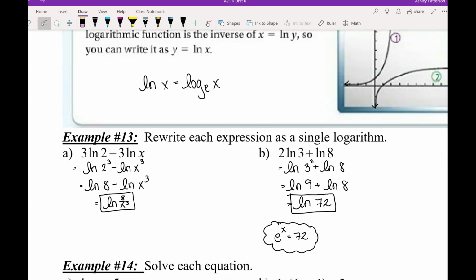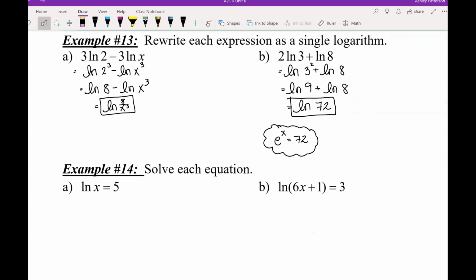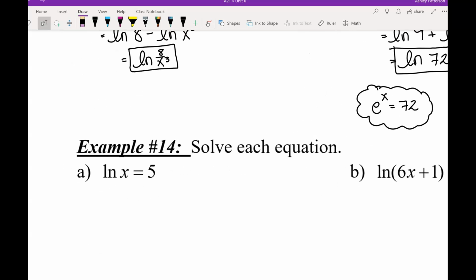Okay, example 14, let's solve. For A, it says the natural log of x is 5. Well, I have one logarithm equal to a constant, so immediately I'm thinking I'm going to need to rewrite exponentially, but maybe I struggle with the base since I can't actually see it. You're more than welcome to rewrite the natural log as the log base e if you need that visual, okay?